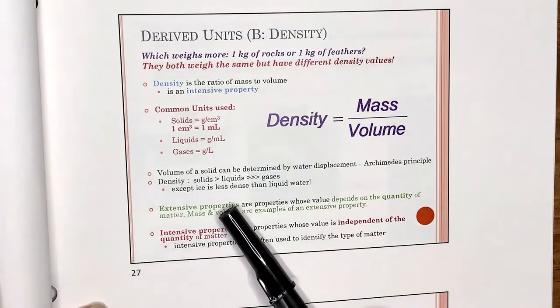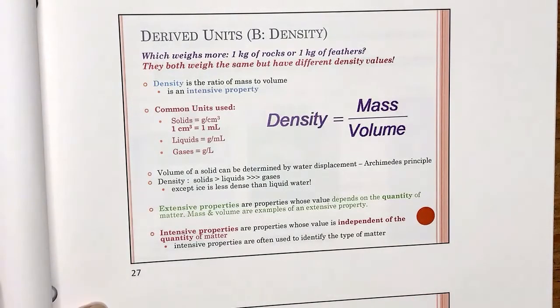Now, an extensive property, on the other hand, is the opposite. If you have a little bit of it, it will be a small value. If you have a lot of it, it will be a big value. So like mass, if you have a small amount of water versus a big amount of water, the mass will be small for the small amount of water, and the mass will be big for the big amount of water. Not just mass, we can say volume: a lot of water, big volume; little water, small volume. Okay, so those are extensive properties right there.